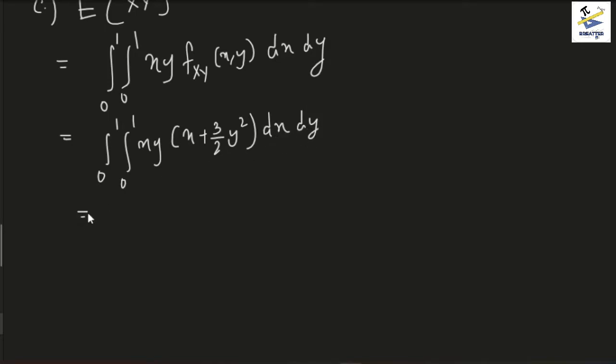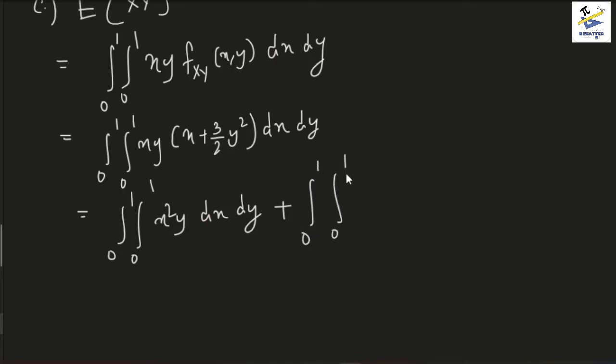We can separate it into two integrals as follows: integral from 0 to 1, integral from 0 to 1, x squared y dx dy, plus integral from 0 to 1, integral from 0 to 1, x y cubed times 3/2 dx dy. Now you see this x and y here are independent and they can be multiplied together, so we can evaluate the integrals of x and y separately and multiply them together, right?